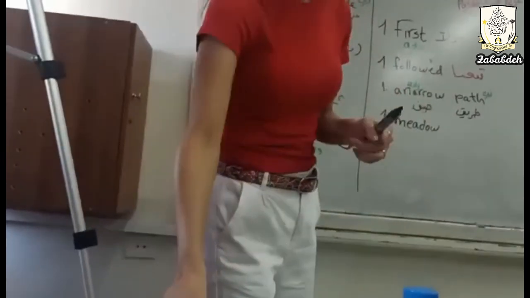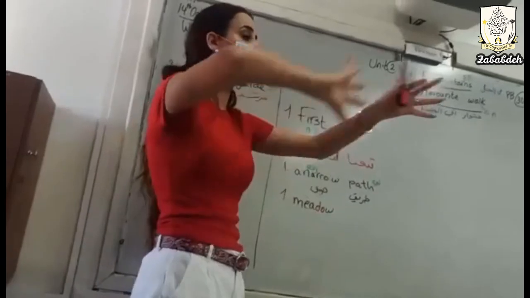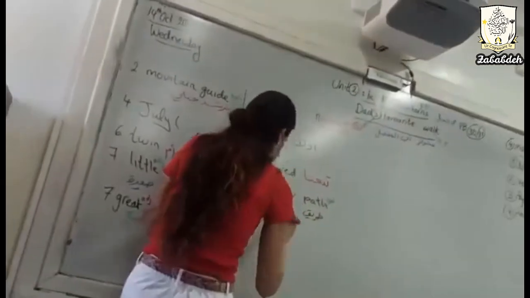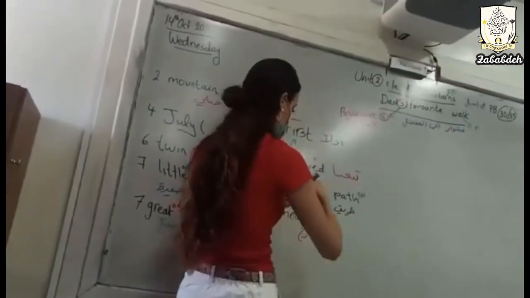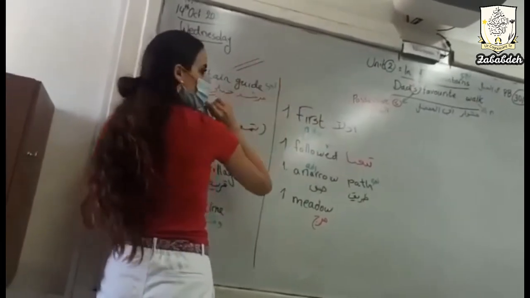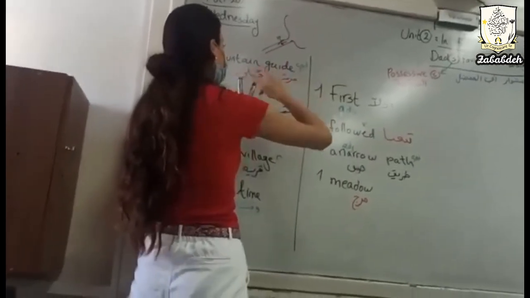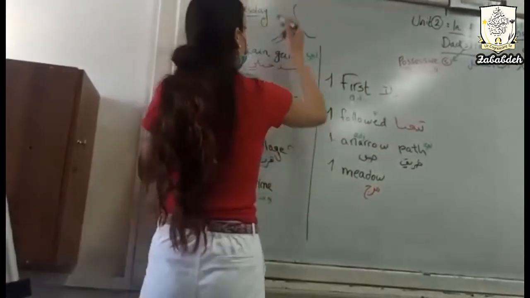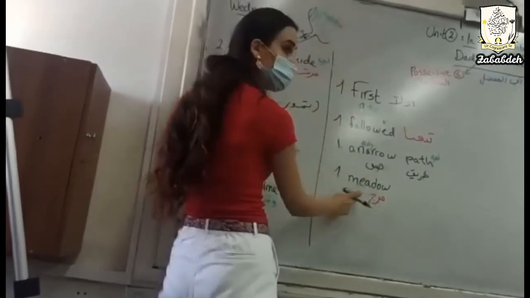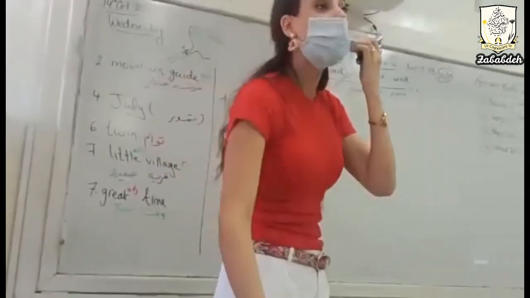Meadow. What's the meaning of meadow? A place that is full of green, right? All around the place is green. Yes. So let's look at their path. It started with a narrow path, right? And they went through a meadow. What's the meaning of meadow? In the meadow, there were lots of flowers.